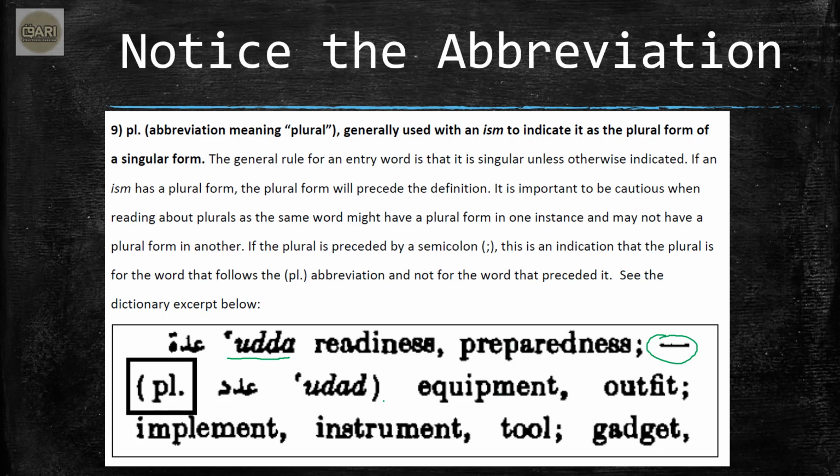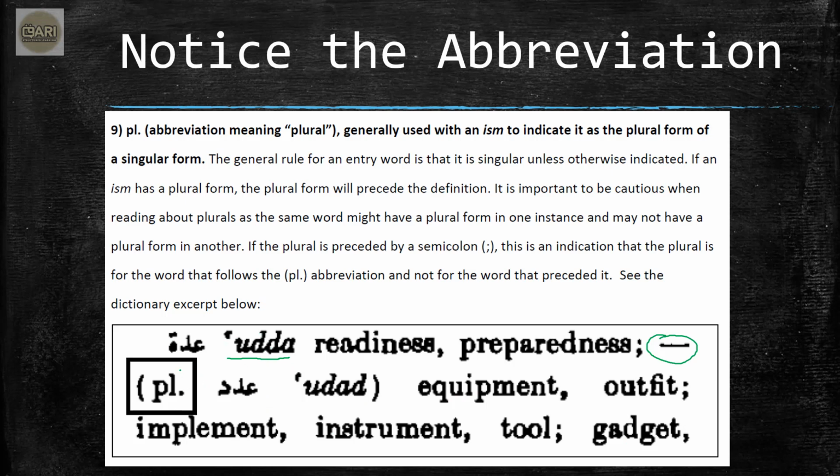But when you see a plural, which is udad, they show you the Arabic because it's different from the singular form, the structure is different. Then they show you the English transliteration. Then they give you the definition for the singular. So equipment. So if you want to say pieces of equipment, then that would be udad. If you want to say tools, that would be udad. If you want to say gadgets, that would be udad. If you want to say one piece of equipment, udda.